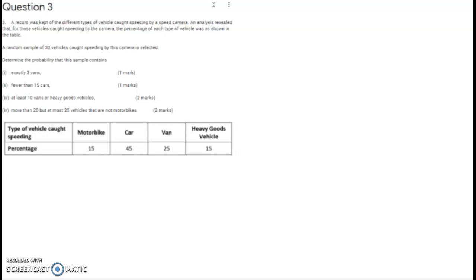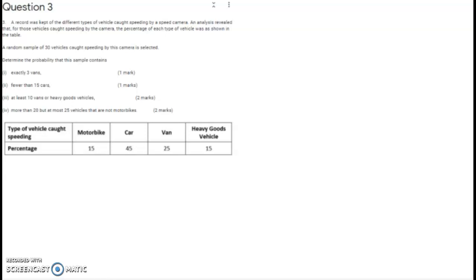Let's start by reading the question. A record was kept of the different types of vehicles caught speeding by a speed camera. An analysis revealed that for those vehicles caught speeding by the camera, the percentage of each type of vehicle was shown in the table. This table, as you can see, is at the bottom of the question.